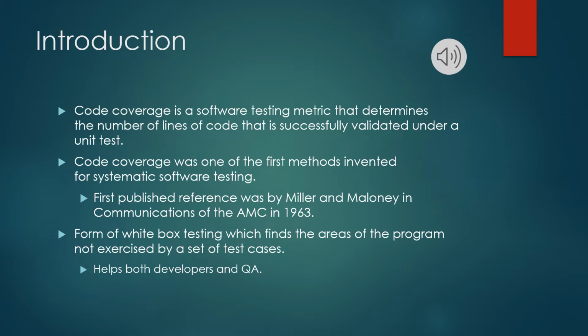Code coverage is a software testing metric that determines the number of lines of code that is successfully validated under a unit test. Code coverage was one of the first methods invented for systematic software testing. The first published reference of code coverage was in 1963 by Miller and Maloney in a paper called Communications of the ACM. Code coverage is a form of white box testing which finds the areas of the program not exercised by a set of test cases.